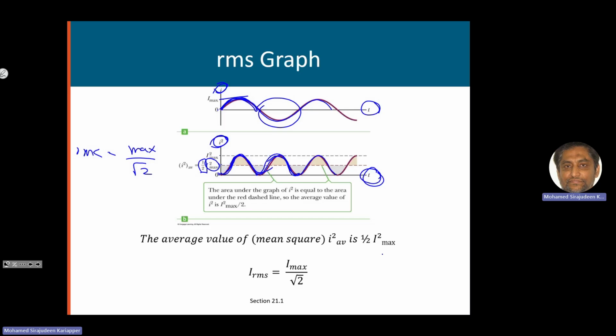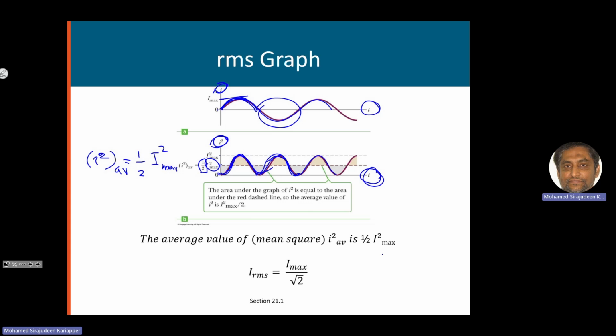So now you are proving that I squared average is equal to half I maximum squared. Okay. I mean, I didn't show it strictly, not rigorously, but just take my word for it. It is easy to show for the cosine function. So it is true.